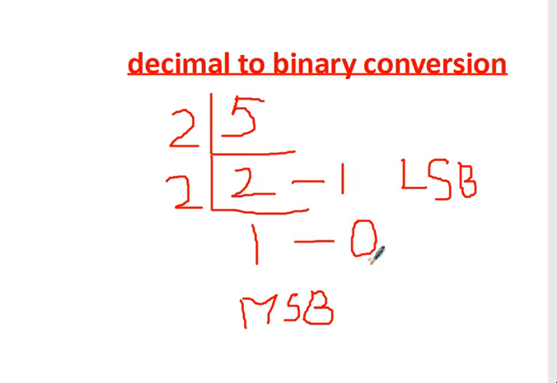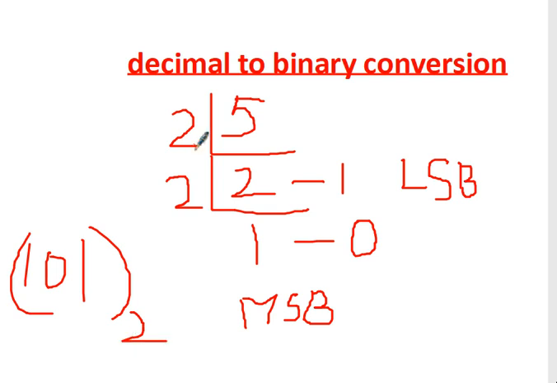So this is your equivalent. This is your LSB bit, this is your MSB bit, so the equivalent value is 101 to base 2. This is how you have to convert from decimal to binary. Just divide by that number, and this should be your MSB. Any number you have to do the same. So this is how to convert from decimal to binary.